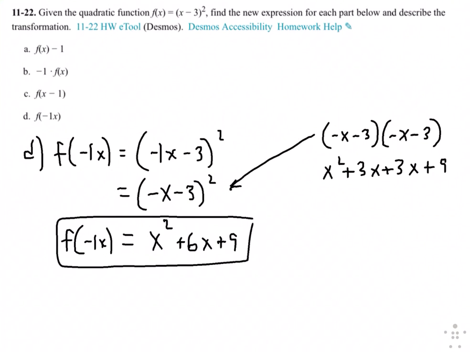And for D, when we multiply by negative 1 inside the parentheses, it's actually going to reflect this over the y-axis. So remember when we multiplied by negative 1 for B, outside, it reflected it over the x-axis. It changed the parabola going up and down. When I multiply by negative inside the parentheses, it's actually going to reflect it over the y-axis.